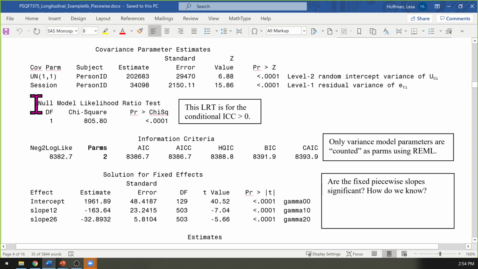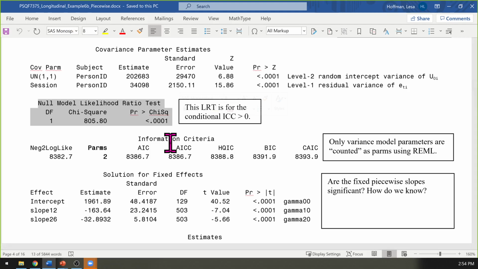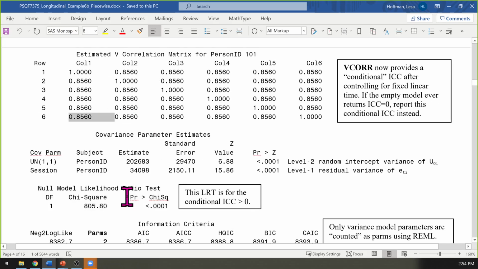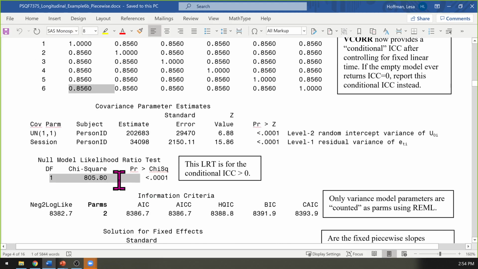This is the one instance in which this likelihood ratio test that shows up by default, it shows up in Stata as well, is useful. This is telling me whether or not that random intercept variance is significant. Cough, cough, homework question. So this is the effect size that this significance test is referring to. This likelihood ratio test is testing whether or not the proportion of variance that's between persons in the random intercept at level 2 is different than 0.